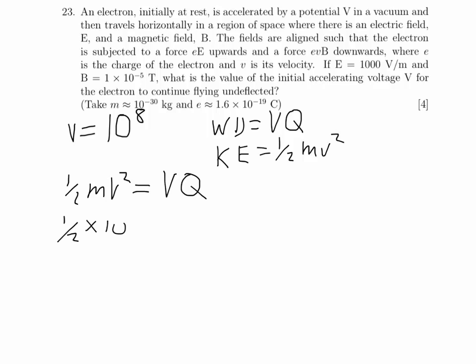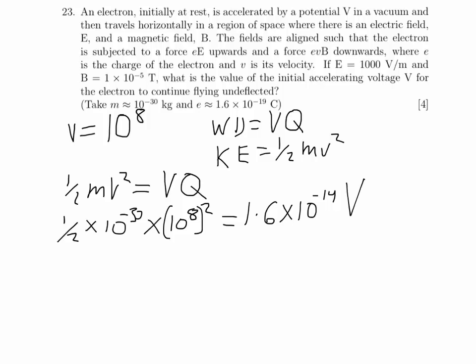So we've got half times the mass of the electron, which is approximately 10 to the negative 30, and the velocity we found a moment ago was 10 to the 8 meters per second. So we'll take that velocity, square it, and what we're doing here, we're taking the charge there. So charge on the electron is 6 times 10 to the negative 19 coulombs, and we're trying to look for V, that voltage.